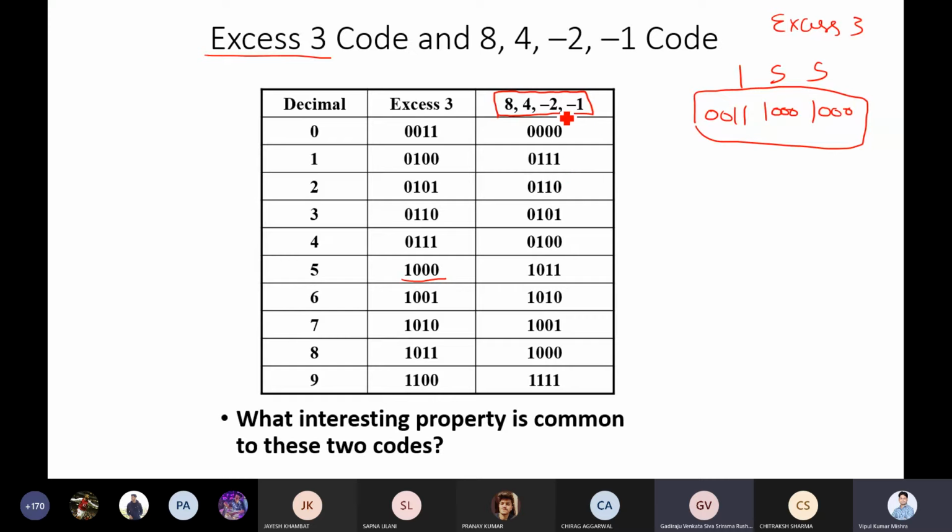So 84 minus 2 minus 1. Suppose I want to represent 20 with 84 minus 2 minus 1. First you will find 2. How will we represent 2 with 84 minus 2 minus 1? What combination will be there? I want to represent 2. 84 minus 2 minus 1 gives 0, 1, 1, 0. And 0 is straightforward, all will be 0, so you'll get 0.